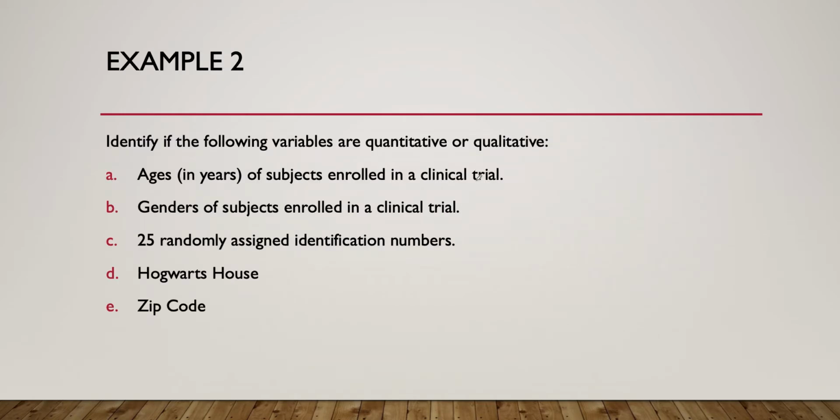So, for example, we want to know if these are quantitative or qualitative. Ages and years of subjects enrolled in a clinical trial. Well, age is a number, so this is indeed going to be a quantitative measurement. Quantitative. Genders of subjects enrolled in a clinical trial. Well, genders, those are definitely not numbers. So this is a qualitative measurement.